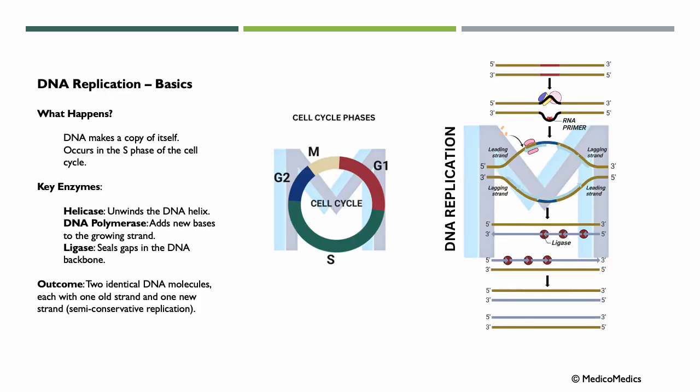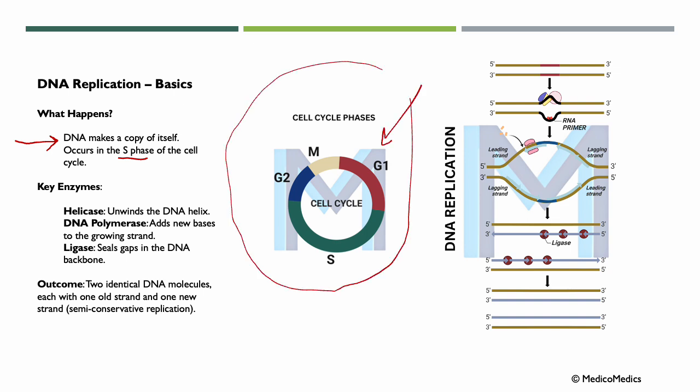Now, DNA replication basics. So what happens here? Well, DNA makes a copy of itself, and this occurs in the S phase of the cell cycle. And this is an illustration of the cell cycle. And the synthesis phase is illustrated here in green.